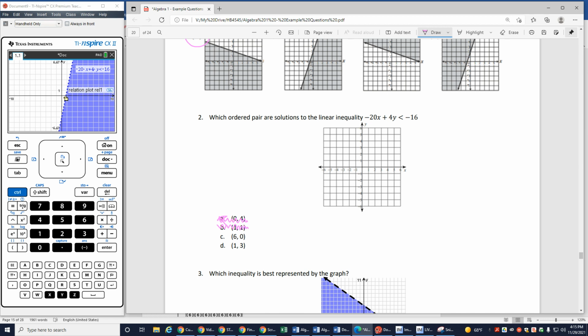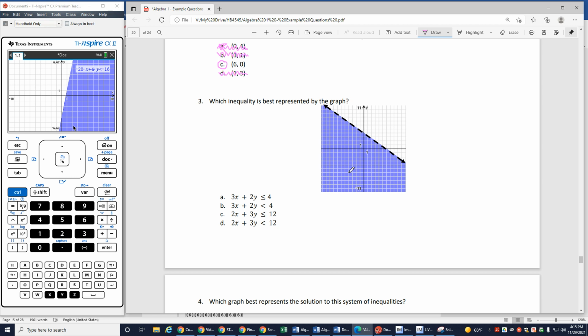Okay, 6, 0, 1, 2, 3, 4, 5. 6, 0 is right here. That is in my shaded area. So C is my correct answer. We can check D. 1, 1, 2, 3. That point right there is just barely outside of my line, so that one does not work. Okay, let's look at number 3.